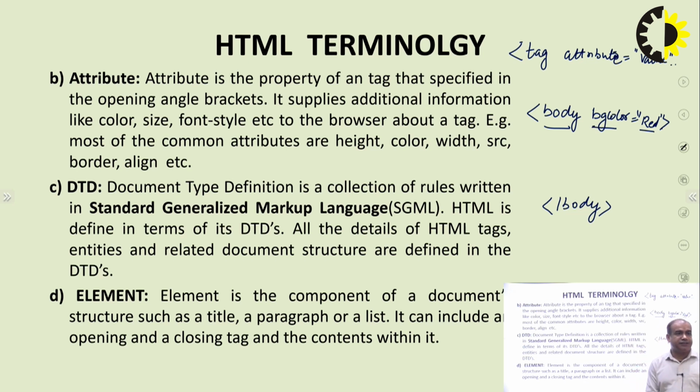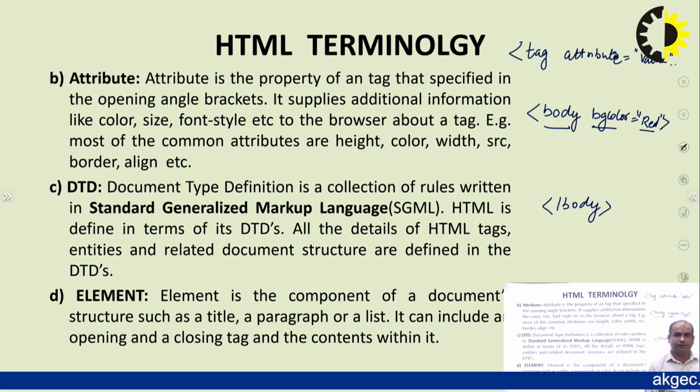The next terminology is DTD, document type definition. It is the collection of rules written in standard generalized markup language, on which HTML is based. HTML is defined in terms of its DTDs. All the details of HTML tags, entities and related document structure are defined in the DTD. The next terminology is element. An element is a component of the document structure such as title, paragraph, list. It can include an opening and closing tag and the content within it.